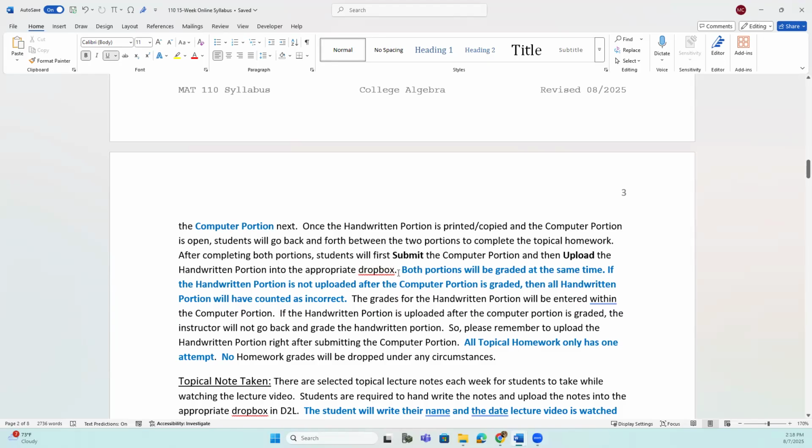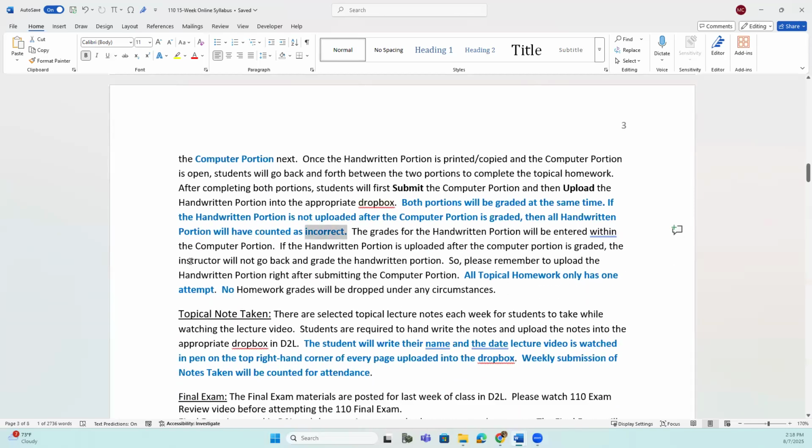I'm grading both portions at the same time, so I need both portions to be ready. If you're not ready to submit either one of them, then submit neither one. Just make it up whenever you can. If the handwritten portion is not uploaded after the computer portion is graded, then all the handwritten portions will be counted as incorrect. The grades for the handwritten portion are actually entered within the computer portion.